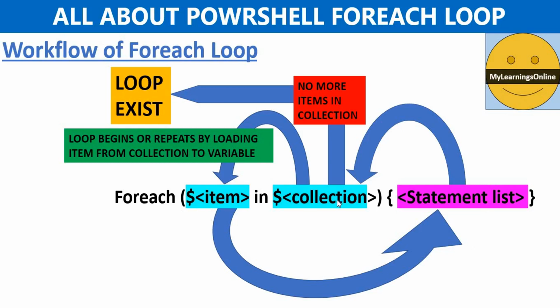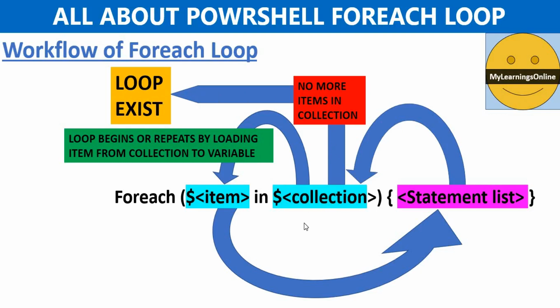Once all the items in the collection are finished and no more items remain, the loop exits. So in summary, we can say that the statement list is executed against each item of the collection, and as long as no item remains in the collection, the loop exits.